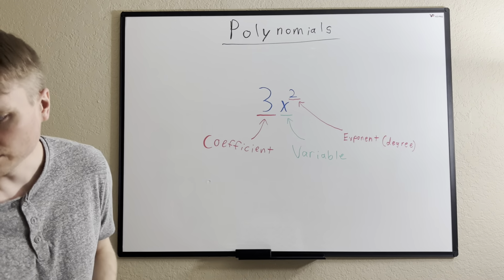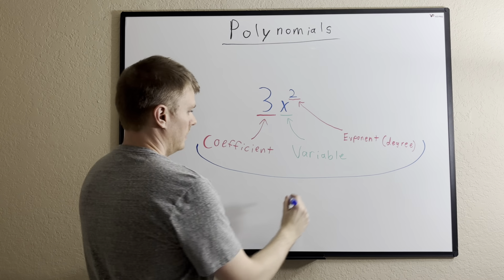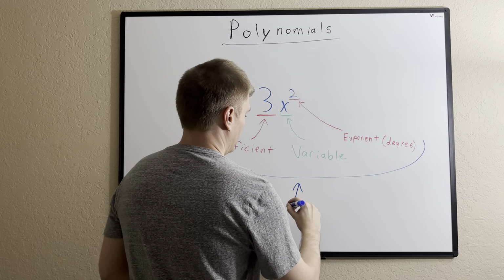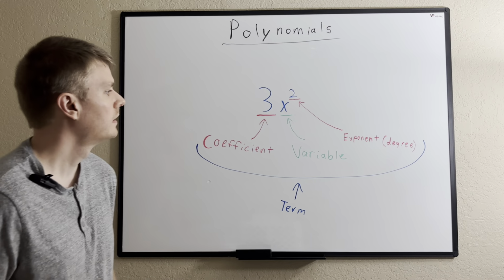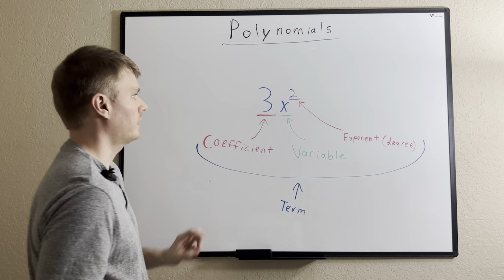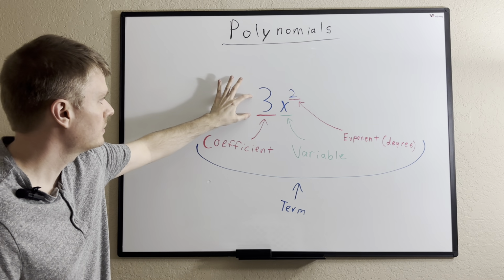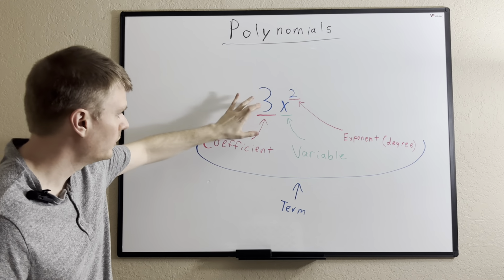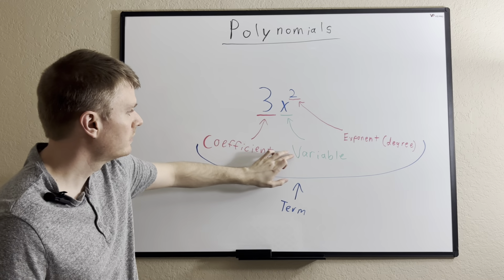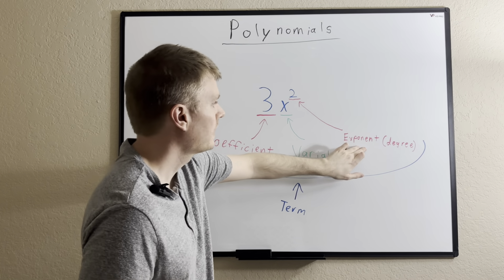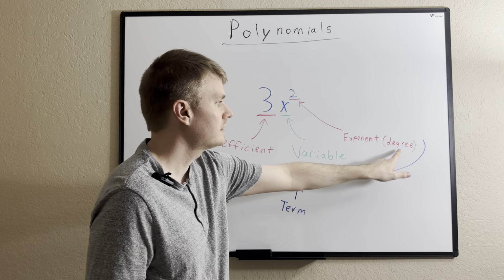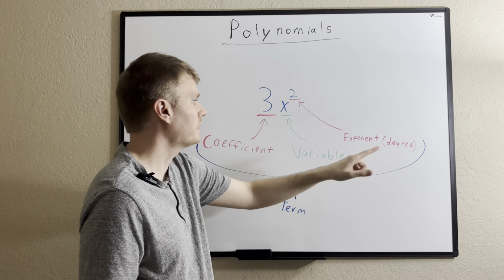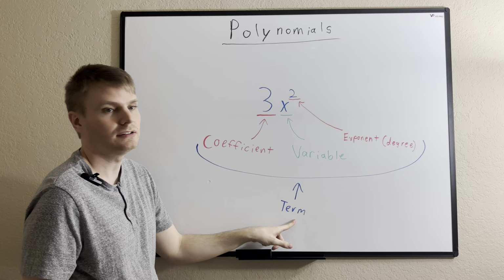All three of these things are called a term. The collection of all of them. The coefficient, the number out front, being multiplied by the variable. And the variable has an exponent. Now, the exponent represents the degree. That's how you know what the degree of the term is.